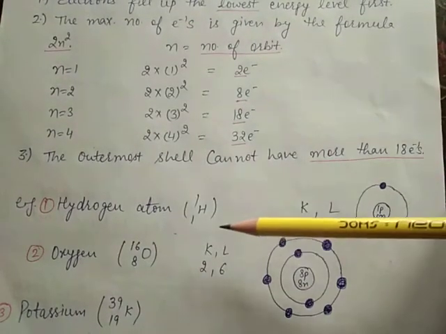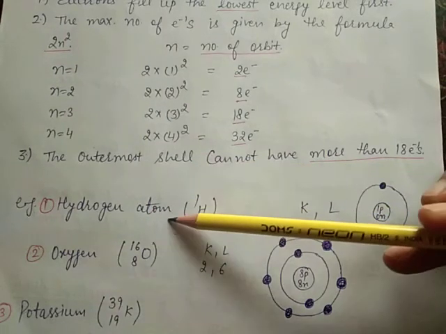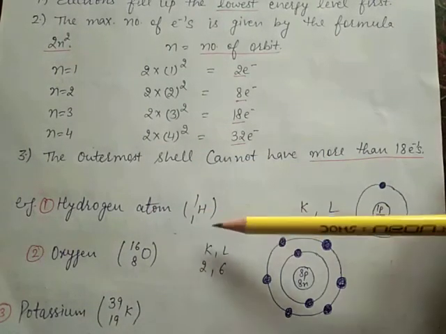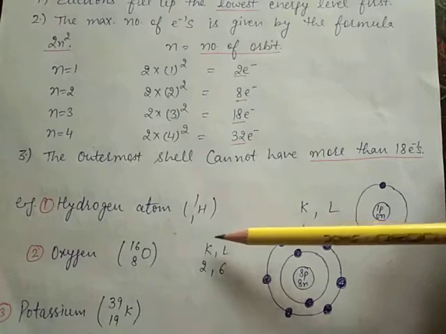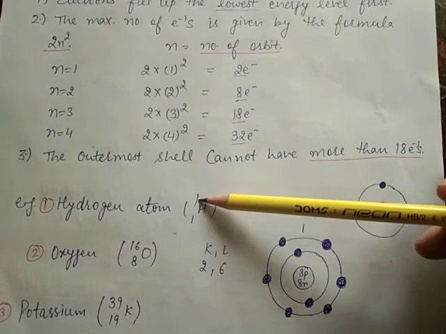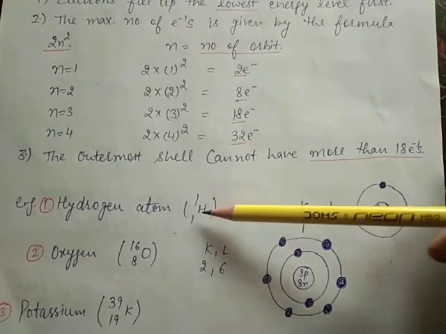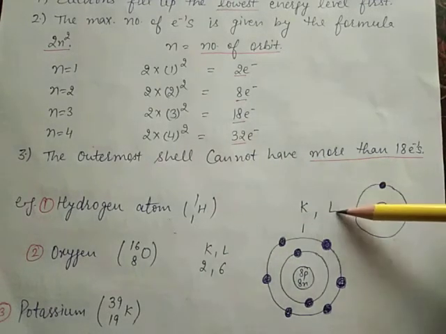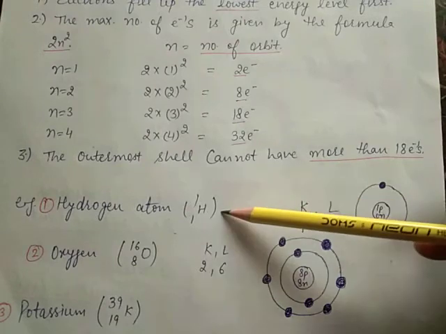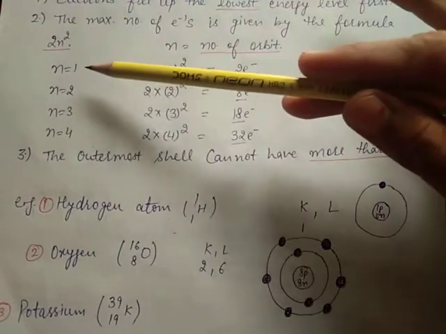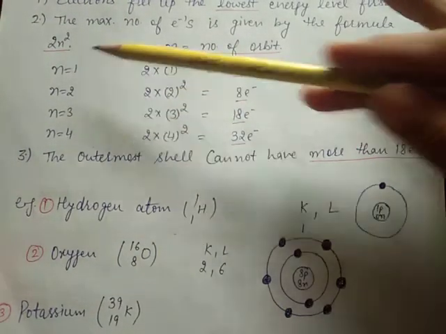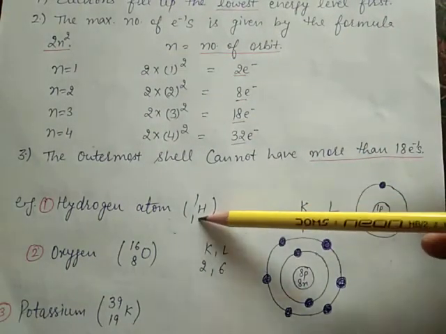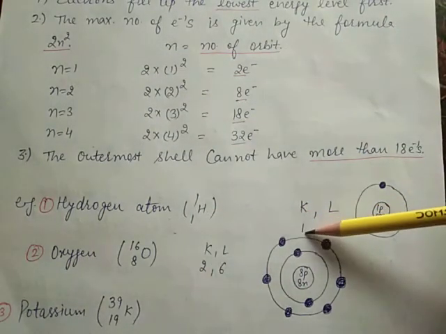Here we take an example. Suppose this is a hydrogen atom. Hydrogen has mass number one and atomic number one, and this is the symbol of hydrogen. In the K shell, n value is equal to 1, which means if n is equal to 1, this one is the K shell. So here we first fill; the atomic number is 1, which means 1 electron is present.